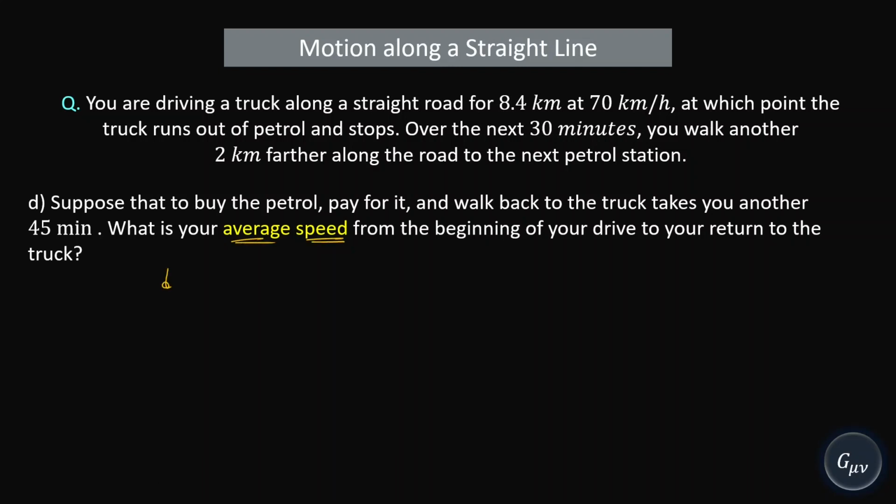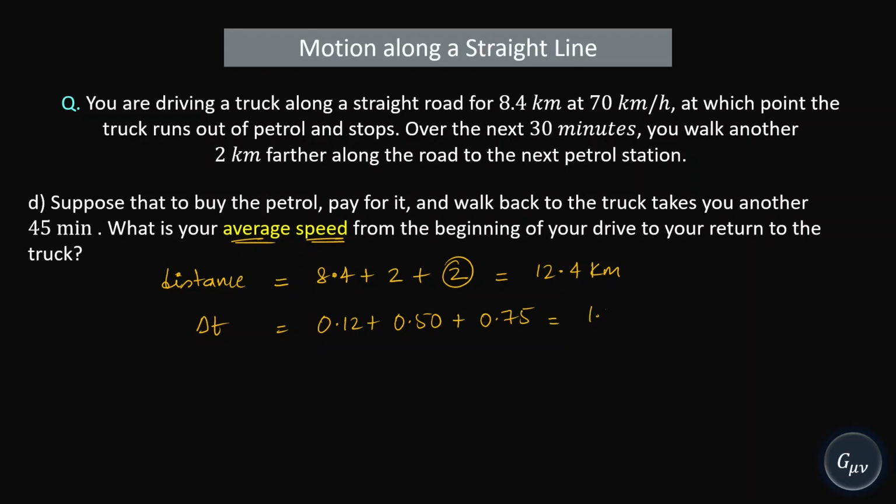The total distance, first driving and then walking to the petrol station and then walking back from the petrol station, would be 8.4 kilometers plus 2 kilometers and again plus 2 kilometers. The last plus 2 is because we are also considering the walking back distance. So this is nothing but 12.4 kilometers. The total time interval is 0.12 hours plus 0.50 hours plus 0.75 hours. This is again 1.37 hours.